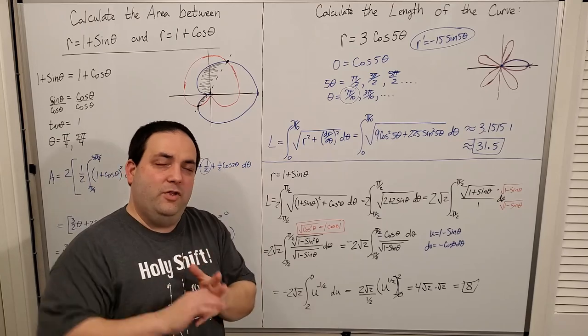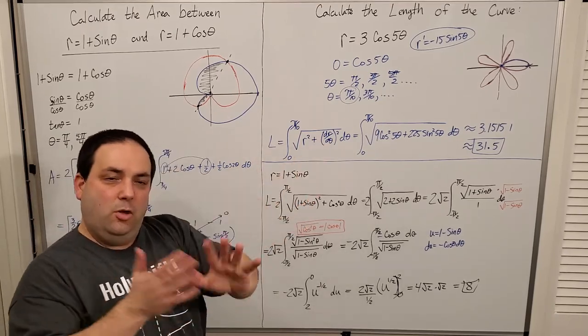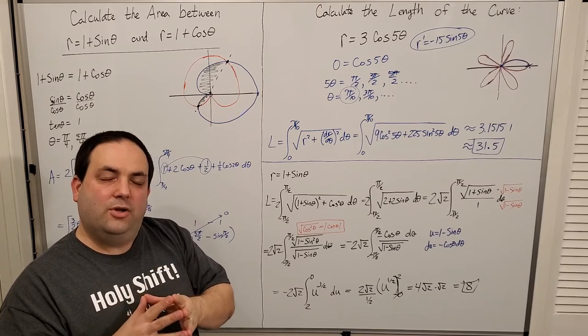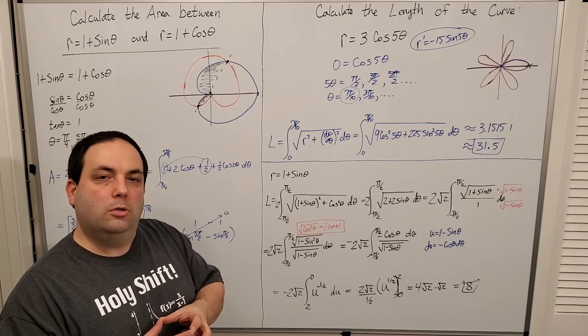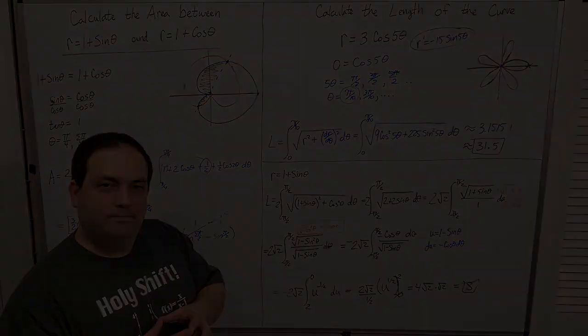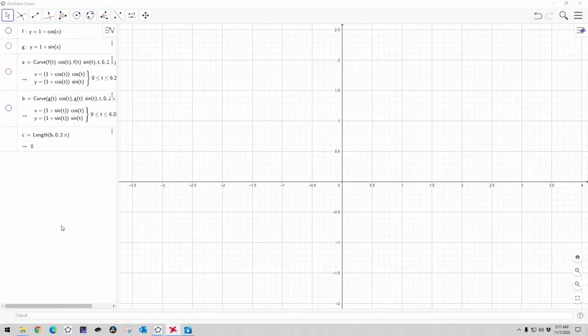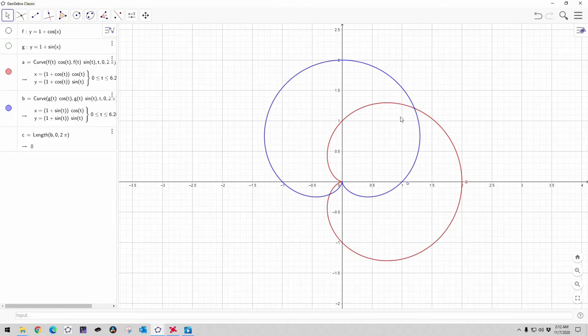Okay, so after you take a look at these things in GeoGebra, I hope that this lecture has helped you see how calculus can intertwine with polar coordinates. Okay, so to finish this up, I just wanted to give you a much better graphical view of these things that I tried to draw for you on the board. I have the 1 plus cosine theta and the 1 plus sine theta put in the polar slash parametric format. There's the 1 plus cosine theta, and here is the 1 plus sine theta. And you can see exactly how they overlap very, very symmetrically.